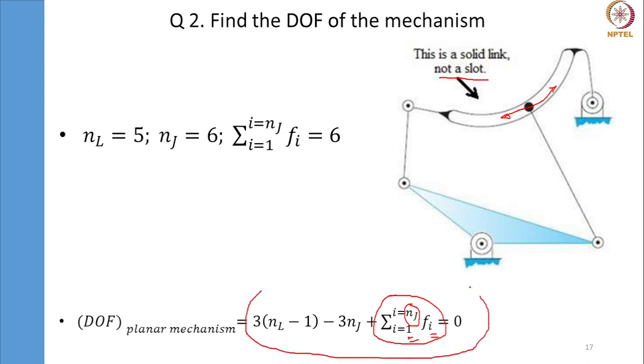Maybe you can watch the NPTEL videos delivered by Professor Anirvan Dasgupta sir. He derives how we are getting this expression. Criteria like Grashof's criteria are going to come later and not at this stage. So this is the fundamental equation to find degrees of freedom.